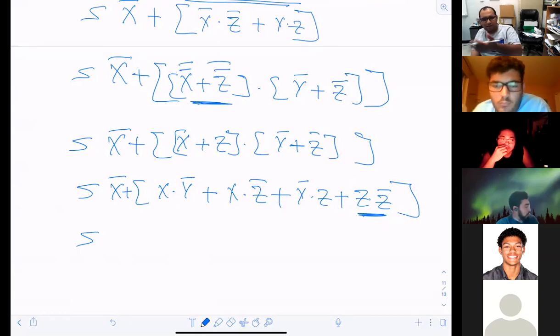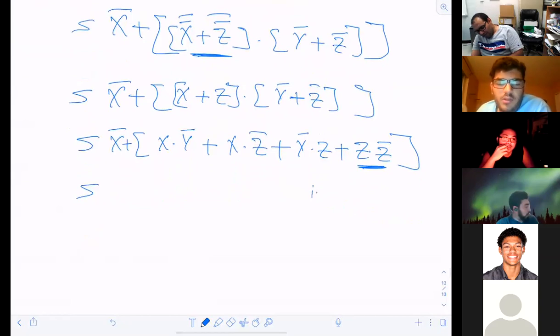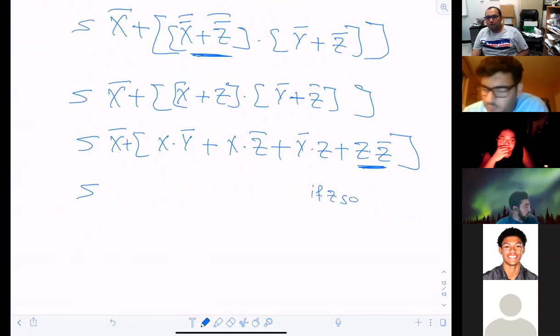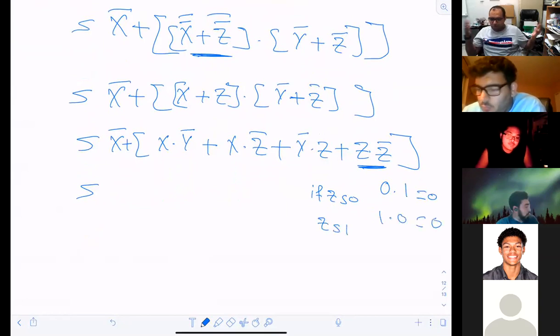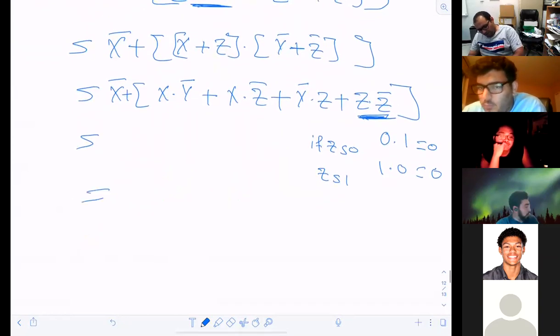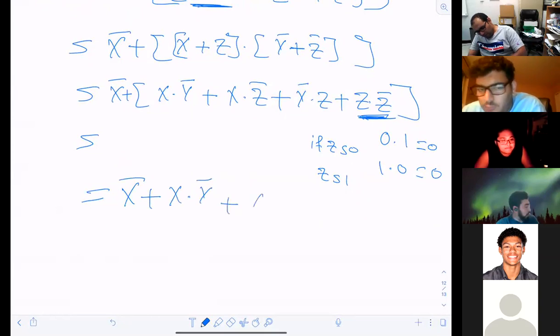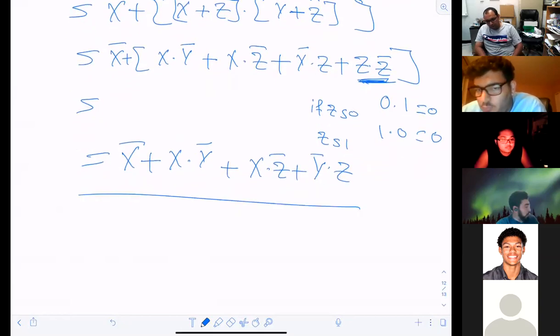Let's try it. But remember, if z is equal to 0, then they're going to be 0 ended with 1. Output is equal to 0. If z is equal to 1, they're going to be 1 ended with 0. It's still 0. So bye-bye this term, right? Now the function will be x complement ORed with the xy, ORed with the xz complement, ORed with the yz, like that. Is there any room for optimization from your point of view?